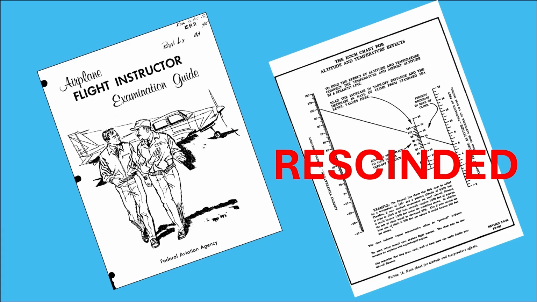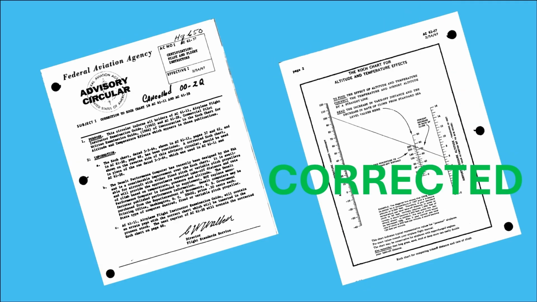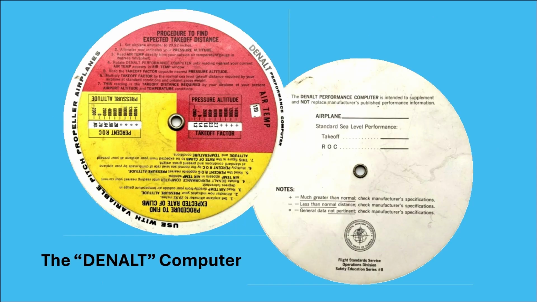As a historical aside, you can see an early version of the Koch chart from 1964 in the 1965 revision to FAA Advisory Circular 61-11, although it is a much less conservative version than the one described in this video and used by the Koch Chart program. That version was rescinded and a corrected version was issued by the FAA in 1967 as Advisory Circular 61-37. In that same circular, the FAA recommended using their newly developed DENALT Performance Computer. DENALT is a witty contraction for density altitude. It is a whiz-wheel style computer that will be discussed later in this video.